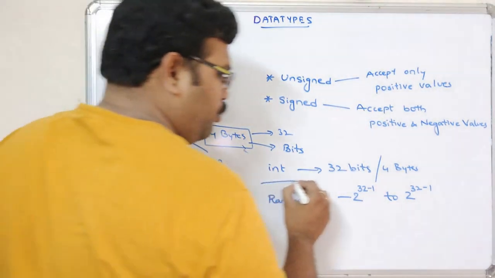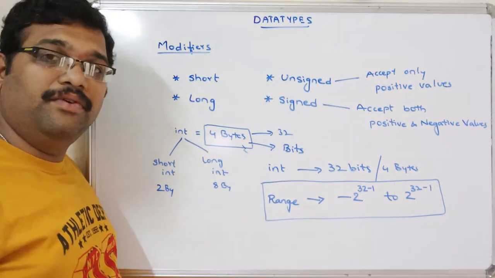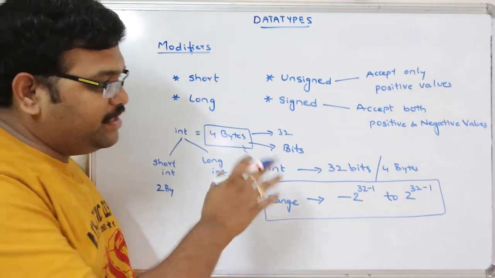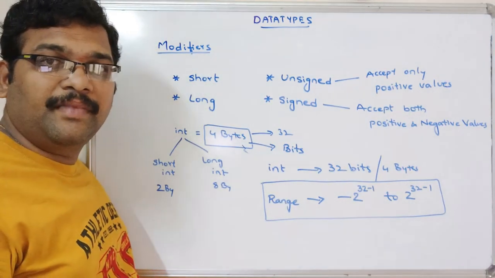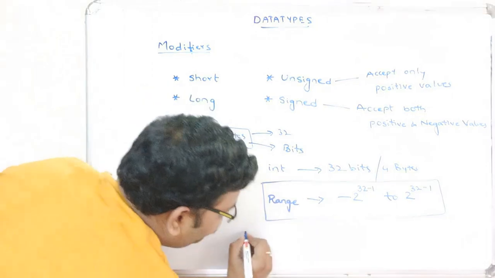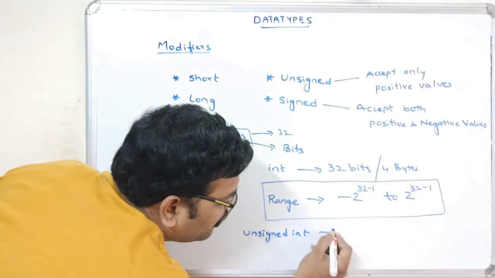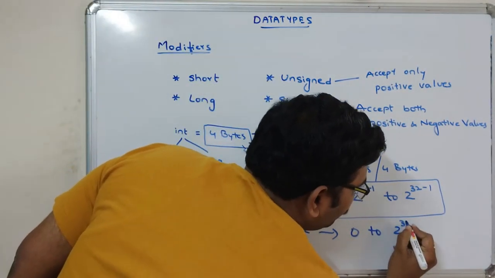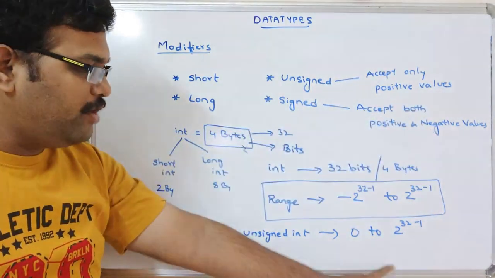Right? So this is the only thing we can have to find the range of particular data types. So first we can convert the bytes into bits and then we can have the range. And if it is an unsigned int, the values will be starting from 0 to 2 power 32 minus 1 because it will accept only the positive values. So we have to write this one.